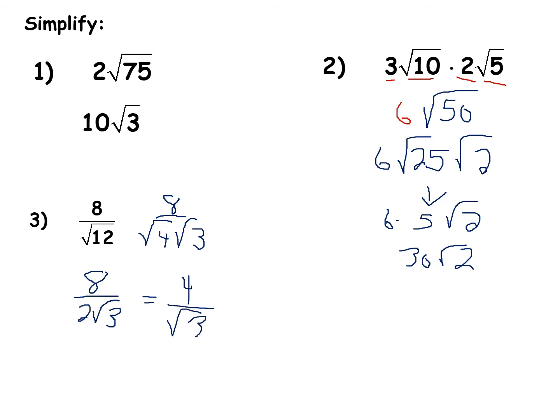But then there's a rule in math that I can't have a radical in the denominator. So I'm going to multiply the numerator and the denominator by the square root of 3 over the square root of 3. If I multiply across, I'm going to have 4 times the square root of 3. And remember, the square root of 3 times the square root of 3 is the square root of 9, but the square root of 9 is simply 3. So my answer is 4/3 times the square root of 3.